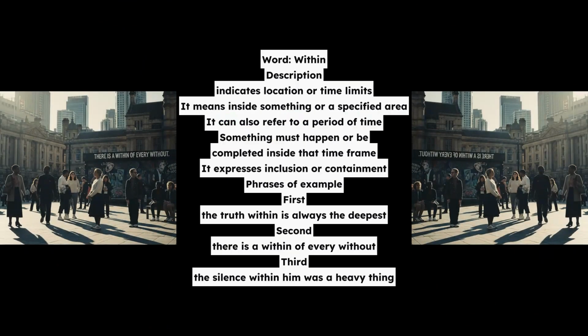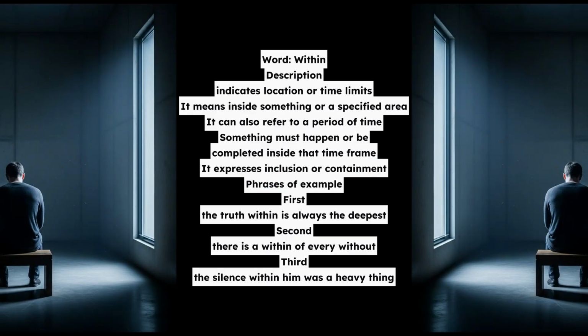Word: dictator. Description: a person who holds absolute power, typically obtained through force and maintained through oppression. Dictators often rule without democratic processes, suppressing dissent and controlling all aspects of society.